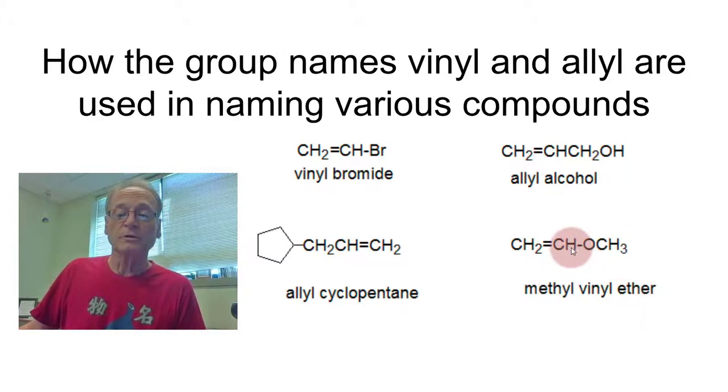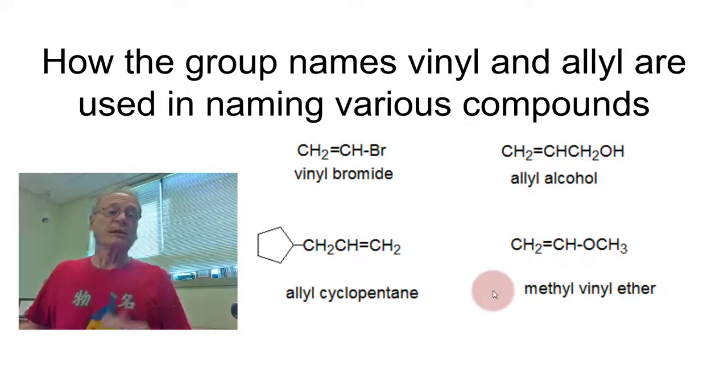And then here's an interesting one. This has a vinyl group attached to an oxygen and also a methyl group attached to the same oxygen. So this, as you remember, is called an ether. This particular ether is called vinyl methyl ether, or actually alphabetically it'd be methyl vinyl ether. And that's really all there is to common names of alkenes.